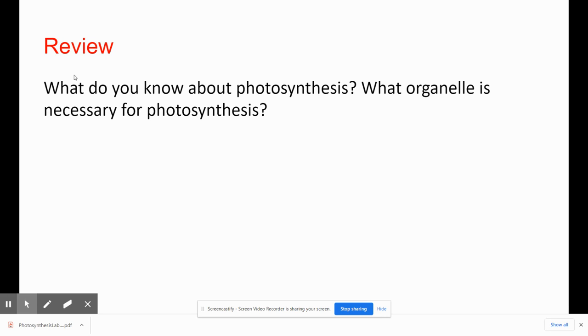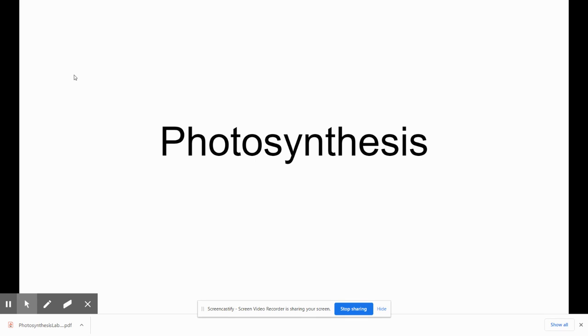Also, bless you, Joaquin. So, what organelle is necessary for photosynthesis? That's going to be our chloroplast, which is located only in our plant cells. Okay, so not in animal cells, only in our plant cells.